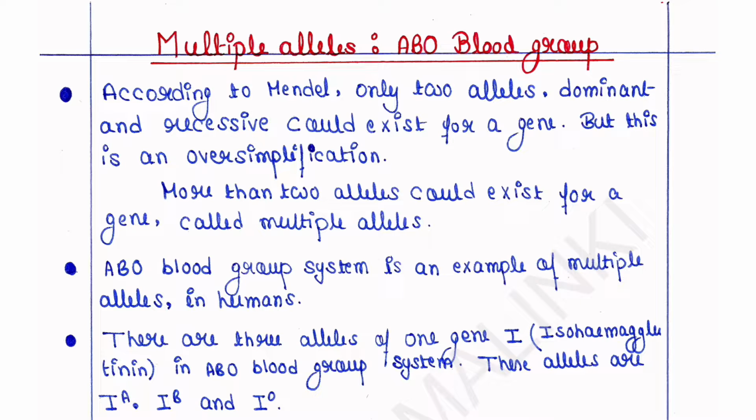Today we will discuss multiple alleles, and the example of multiple alleles is the ABO blood group.